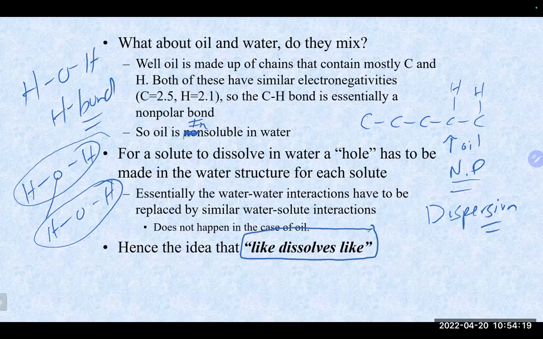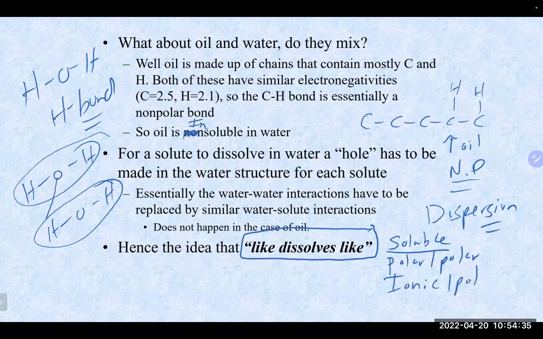What that basically means is, if you have something that is polar and polar, that's good. They are going to be soluble in each other. If you have something that's ionic and polar, they are going to be soluble in each other. Again, they could do that ion dipole interaction.